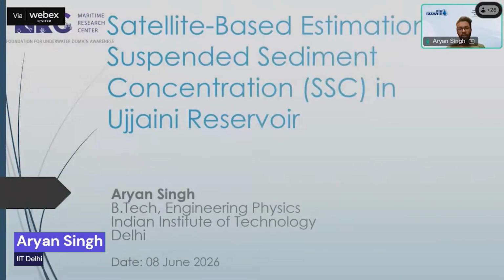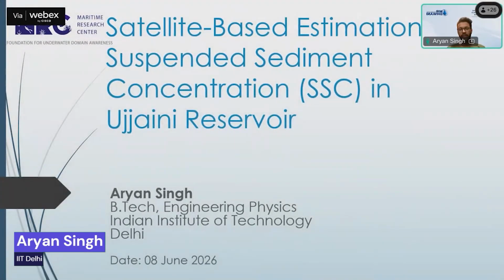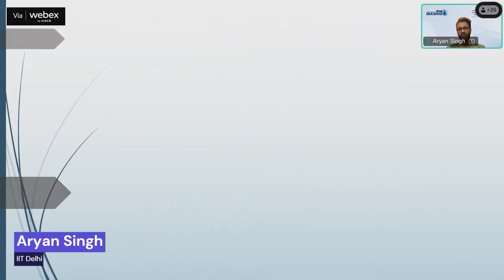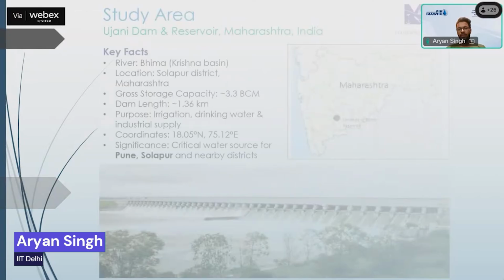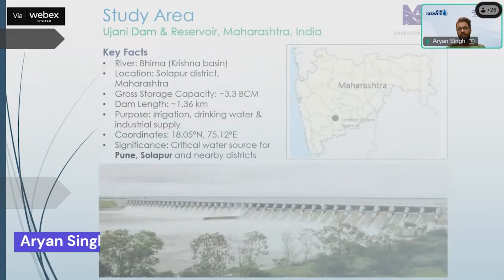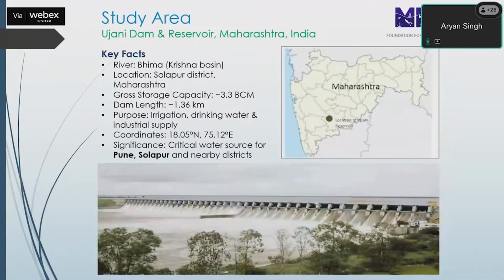Today we'll be talking about my project where I am using satellite images to measure how much sediment is suspended in the water of Ujjaini Reservoir in Maharashtra. The reservoir we are looking at is built on the Bhima in Solapur district. It is a significantly large reservoir, and the main drinking water and irrigation for cities like Solapur are dependent on it. Keeping track of its water quality is very important.